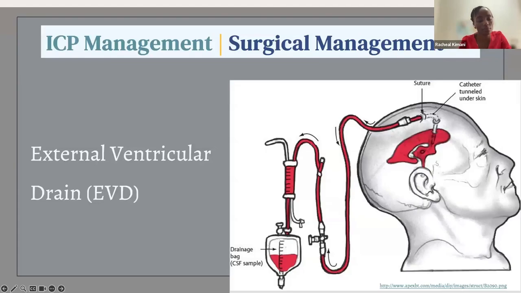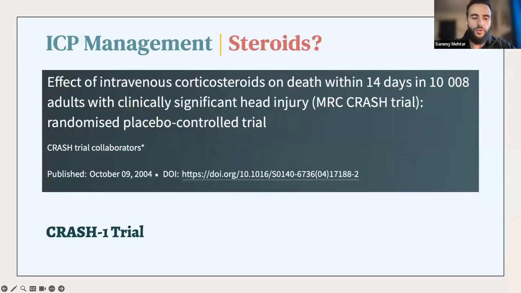Yeah, thank you for the explanation there. And this uses the exact same principle. Another consideration is an external ventricular drain. The benefit here would be that it can drain, but it can also be used for continuous pressure monitoring as well. We'll go on to the next thing.